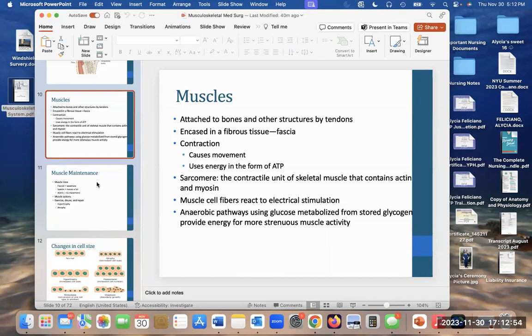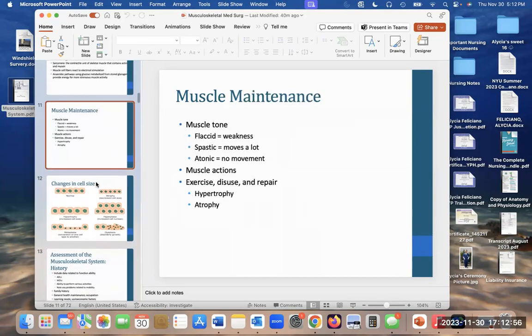Okay, so we need to maintain our muscles, right? And if we don't, things can happen. If there's a problem with muscle tone, they could be flaccid, very, very weak, or spastic, they move a lot. And if you remember from my pharmacology, baclofen is a medication that works in the central nervous system that helps with spasticity, or too much movement in the muscles. And we have atonic, or no movement. Okay, so those are issues that could happen with muscle tone.